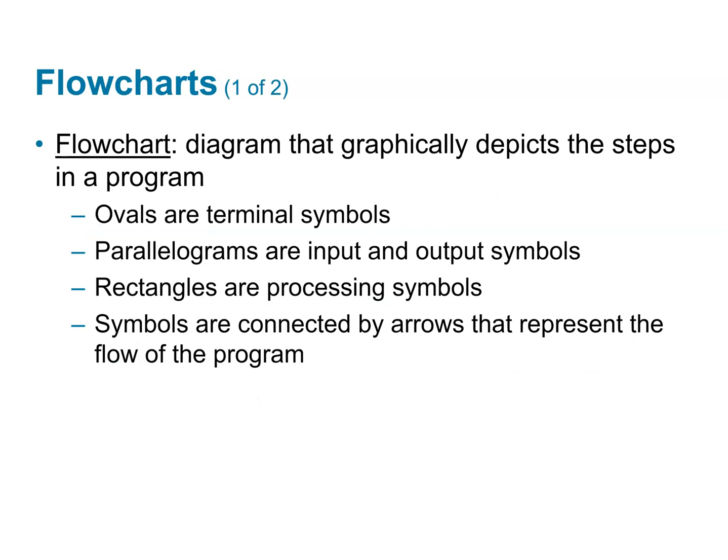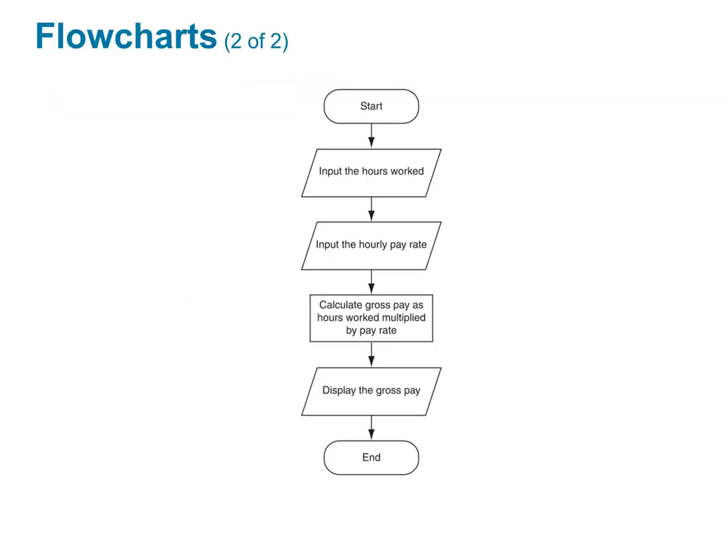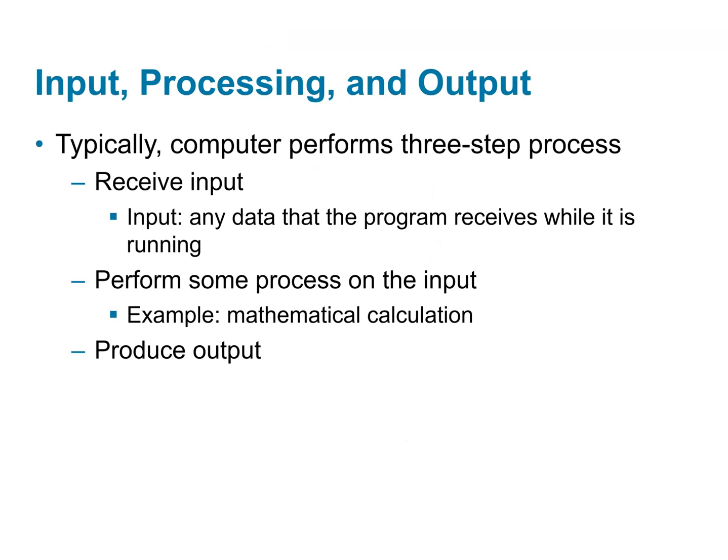A flowchart is a diagram that visually depicts the steps in a program. Ovals are terminal symbols, meaning start and end. Parallelograms are input and output. Rectangles are processing symbols. Diamonds are conditionals. So here's a sample one where we start our program. We input the hours worked, input the hourly pay rate, calculate gross pay, and display the gross.